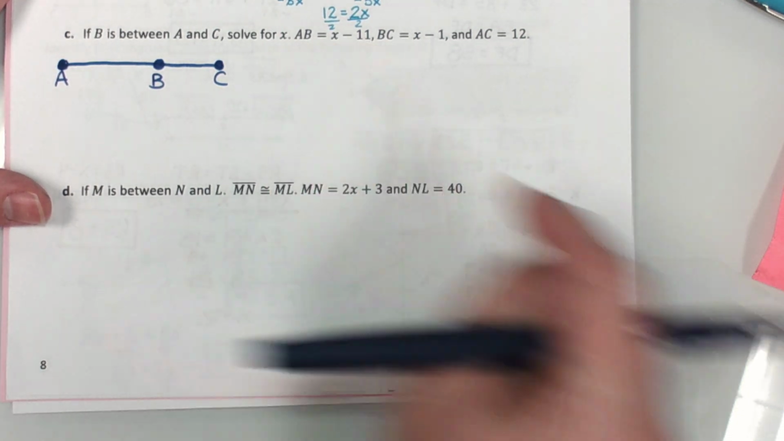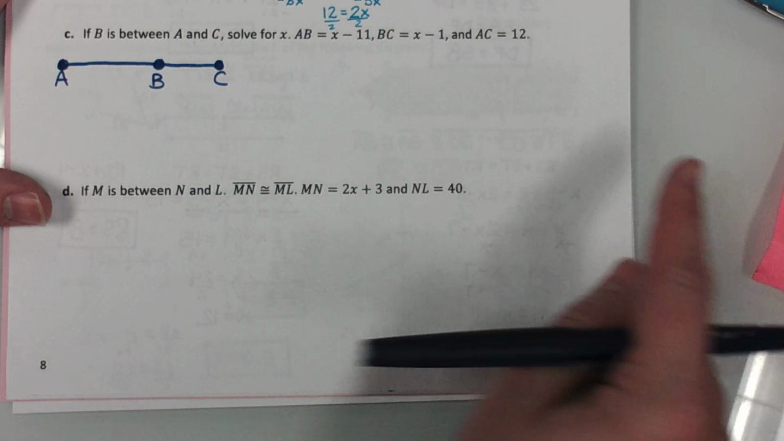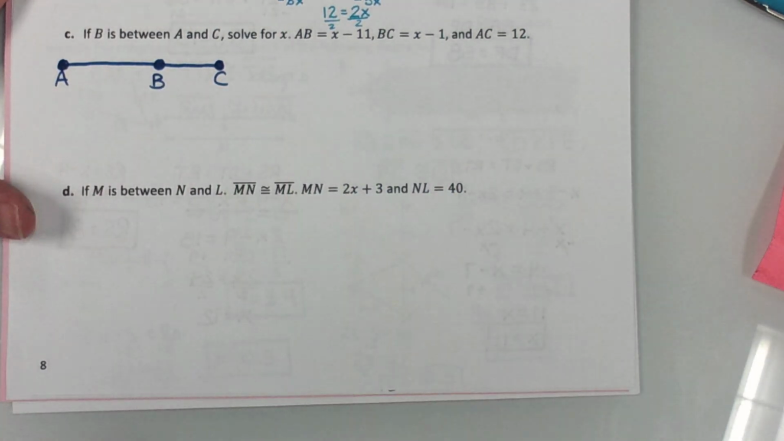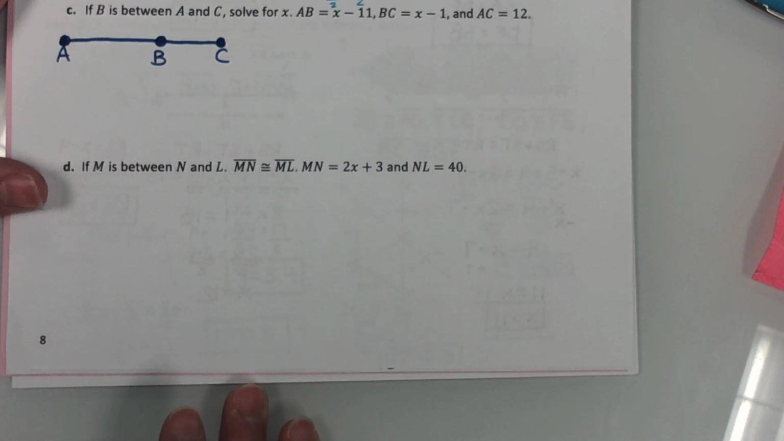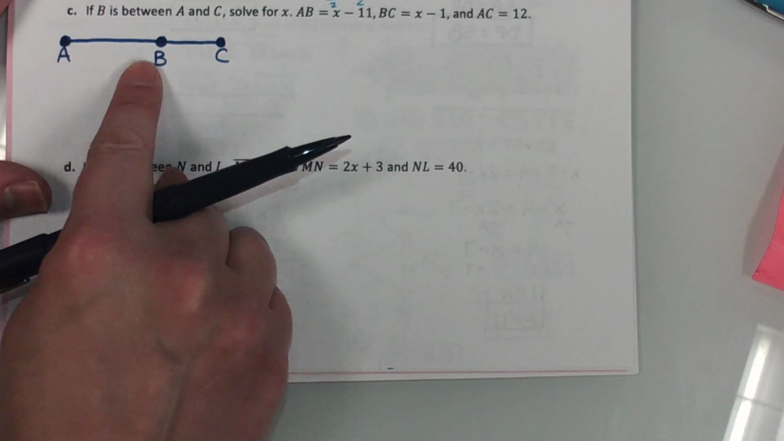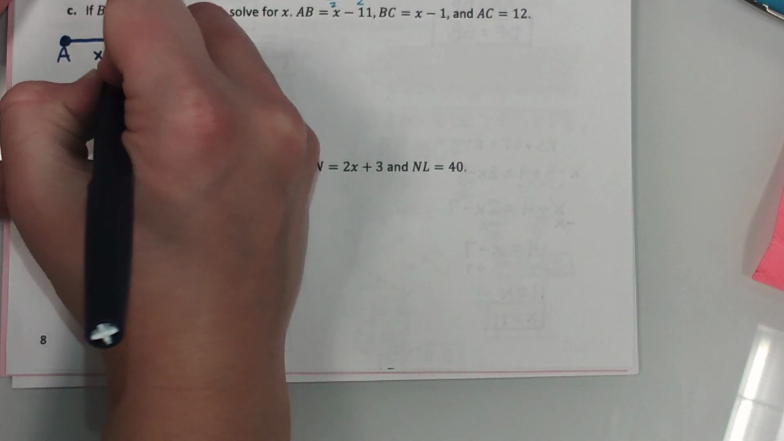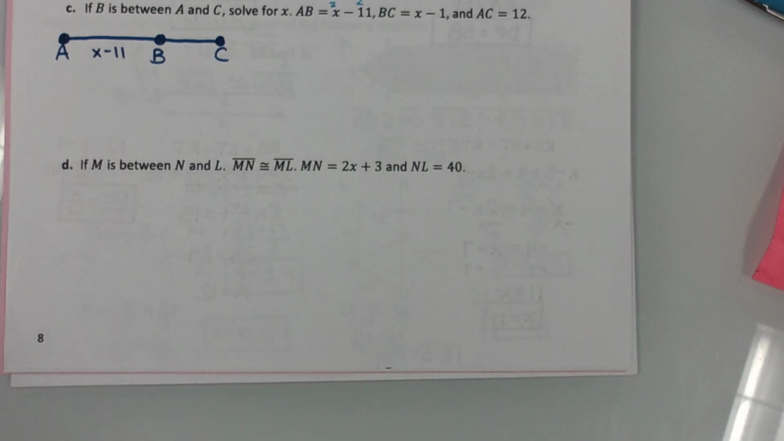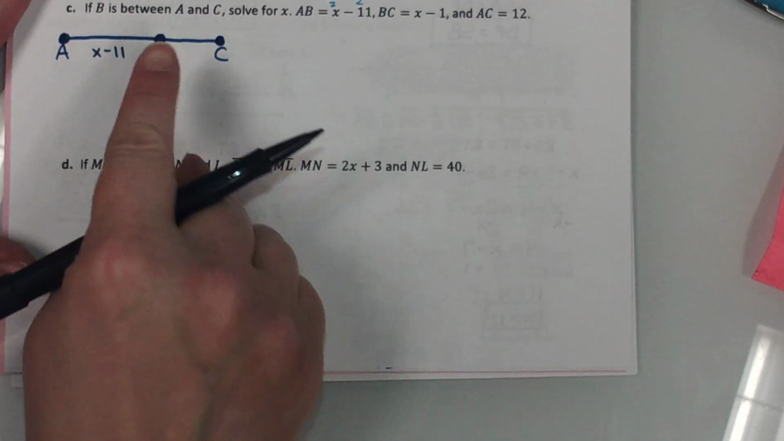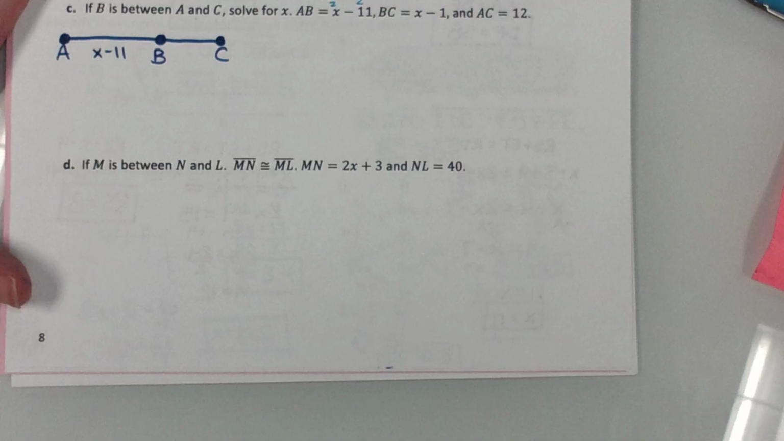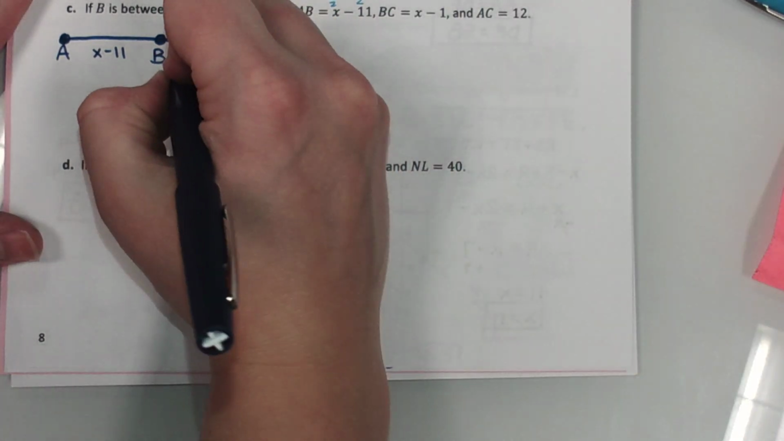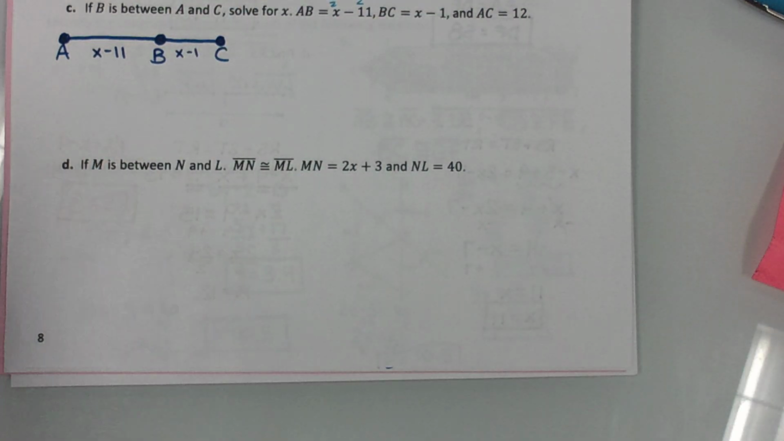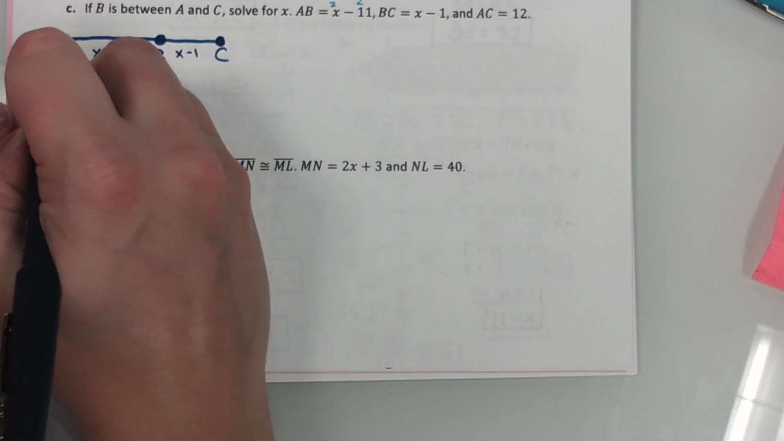AB is equal to x minus 11. Which part is that? The left part, the right part, or the full thing across? It's between the A and the B. The left part. BC is x minus 1. Is that the part on the right or is that the full thing across? It's the part on the right. AC must then be the full thing, right?